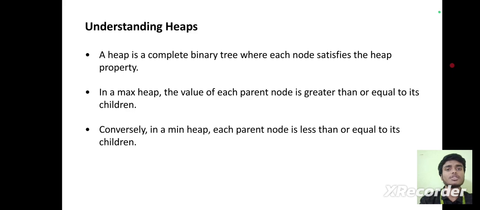Understanding heaps. A heap is a complete binary tree where each node satisfies the heap property. In a max heap, the value of each parent node is greater than or equal to its children. Conversely, in a min heap, each parent is less than or equal to its children.